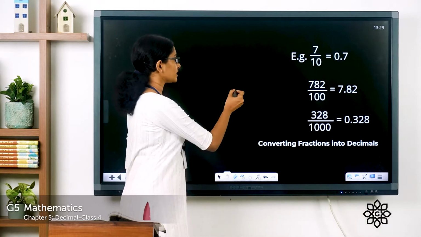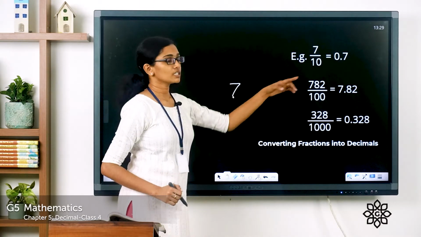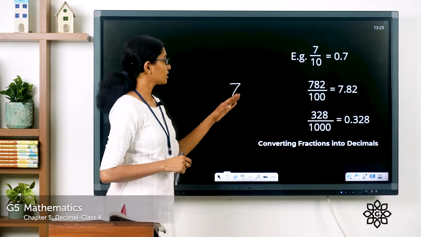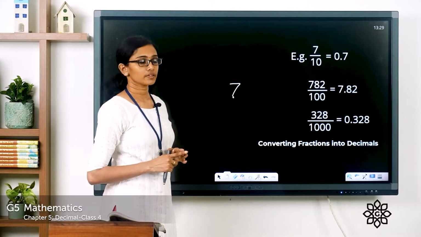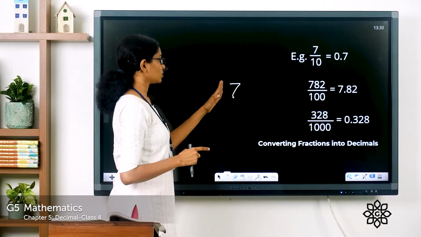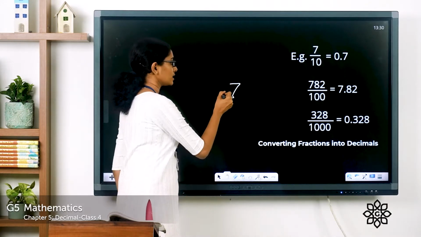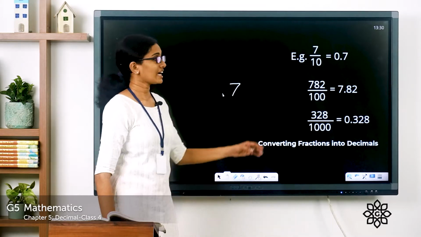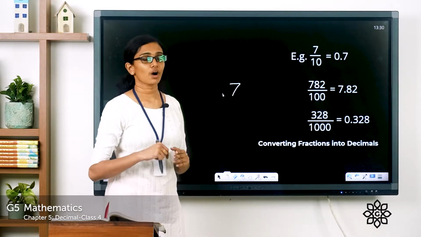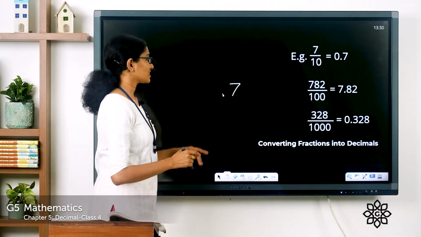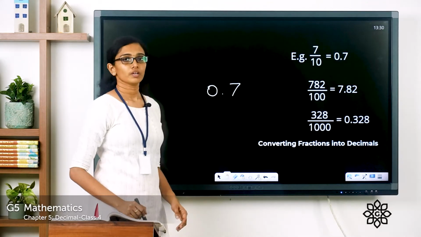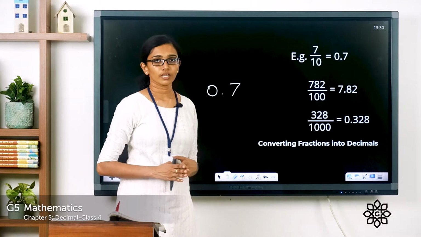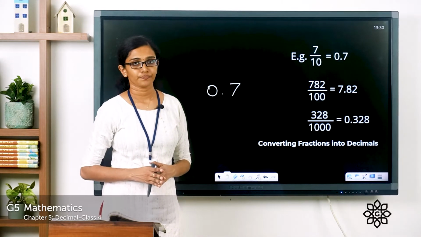So first you write 7, and since the denominator is 10, you count one place starting from the right and moving to the left. So you count 1 and move towards the left, you put the decimal point here. And in the fraction 7 by 10, is there a whole number part? No. So since we don't have a whole number part, let's put 0 over there. So 7 by 10 is equal to 0.7.